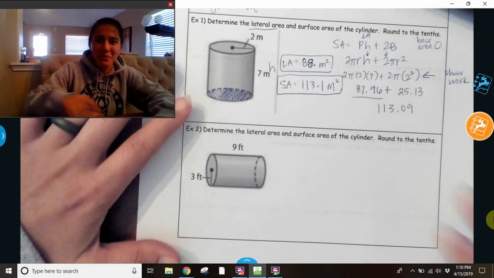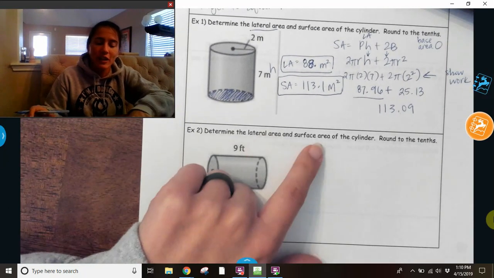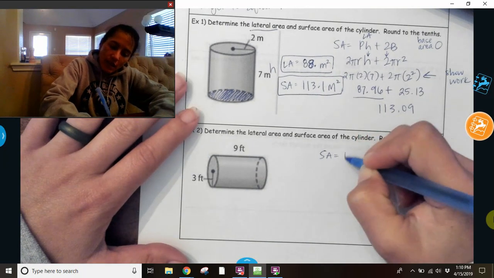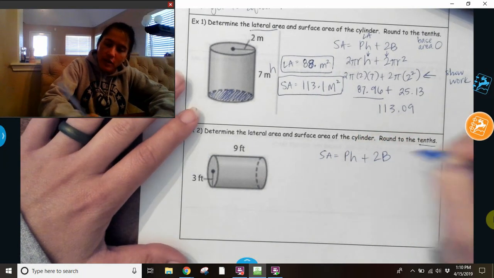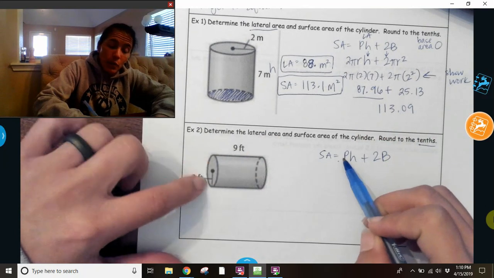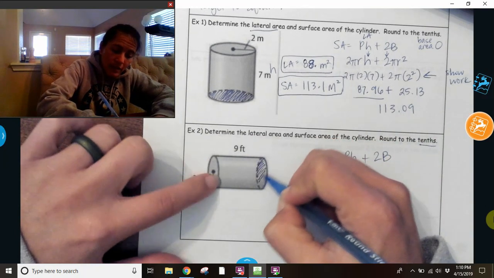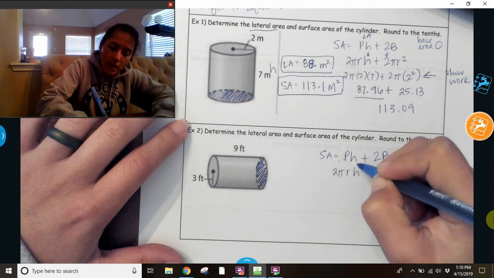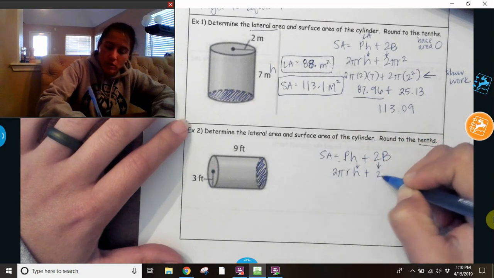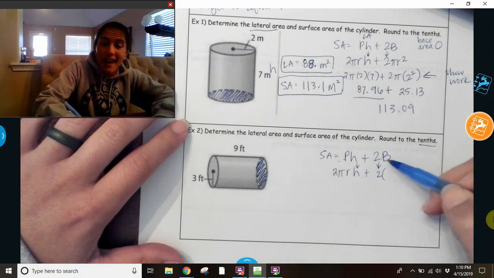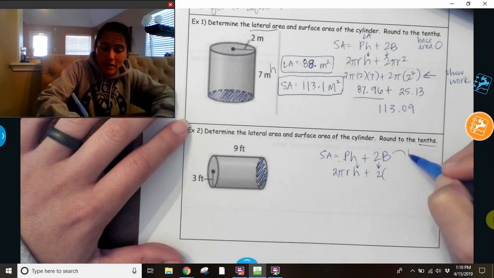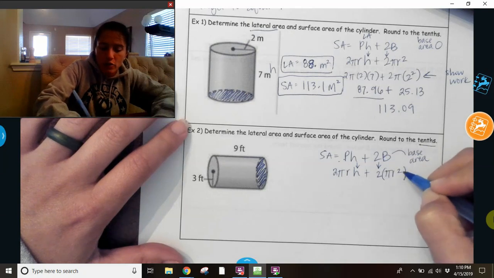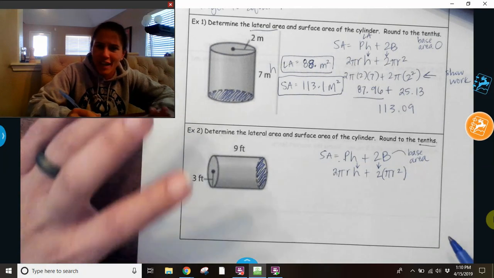All right, let's do another one together. Determine the lateral area and surface area of the cylinder, round to the tenths. So again, I'm going to start with my surface area formula. The perimeter of the base, and here is a base and here is a base, so you can see it's 2 pi r times h. Bring down your 2. The area of the base is pi r squared. Pi r squared, not h, pi r squared.